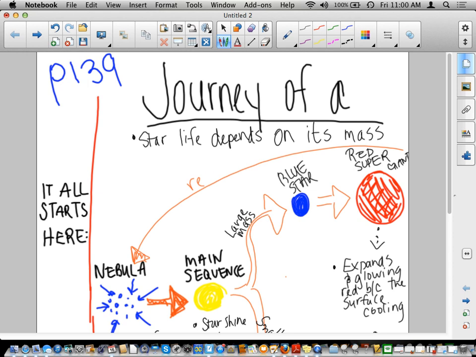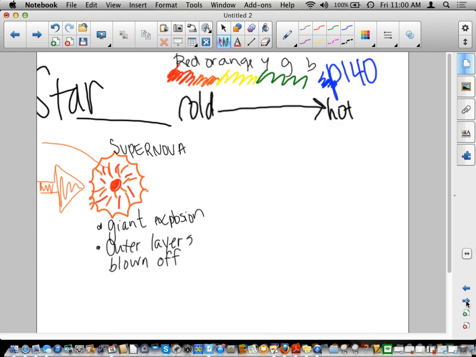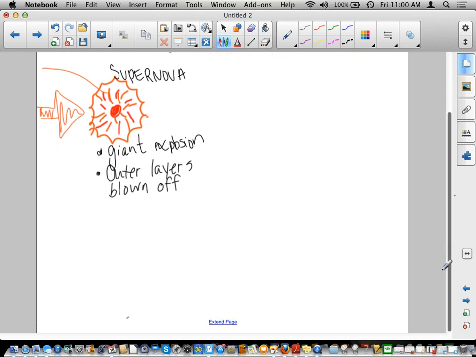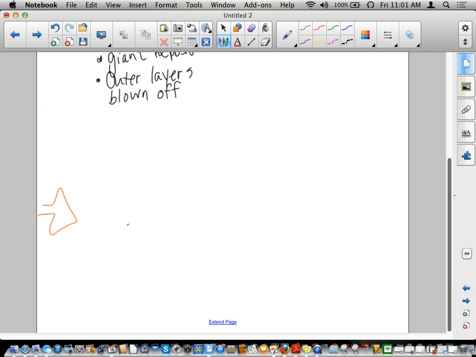And on there somewhere, I'm just going to put recycled. So part of that explosion that blows off can get recycled back into a nebula and kind of start all over. If it is not a large mass star, it is a small mass star. It doesn't have an explosion. However, it's doing something very similar.